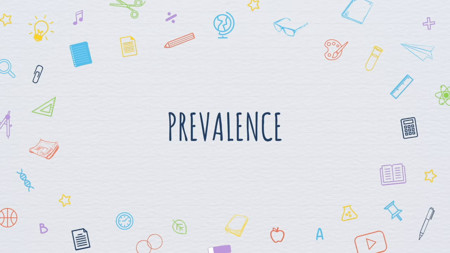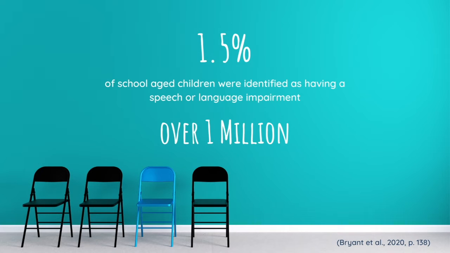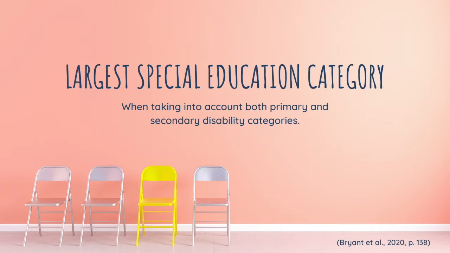Okay, next up is prevalence. All right, so 20% of students between the ages of 3 and 21 with identified disabilities are receiving services for speech and language disorders. Now, 1.5% of school age children were identified as having a speech or language impairment. It's over 1 million. And it also is the largest special education category.